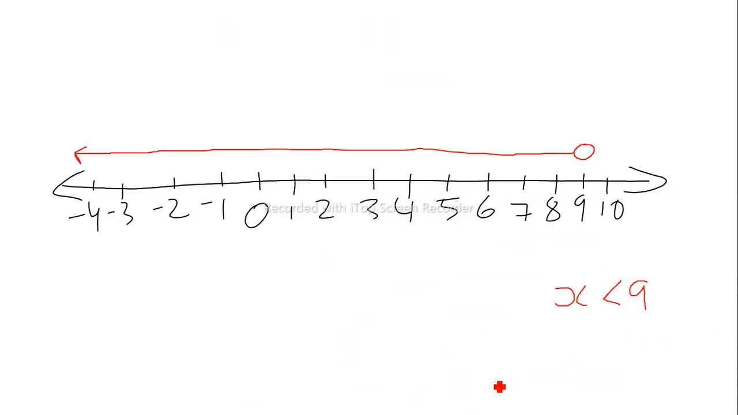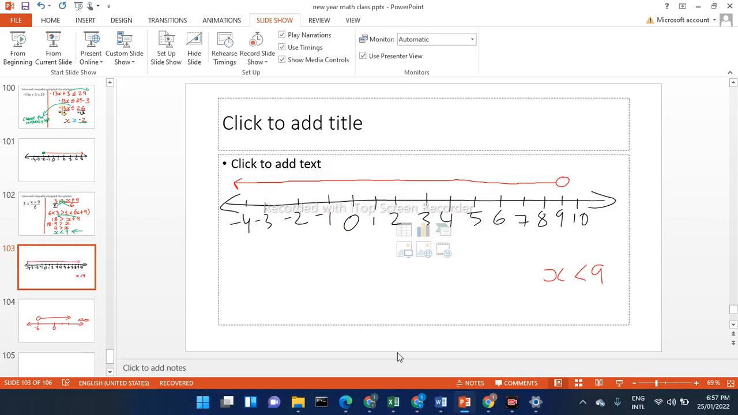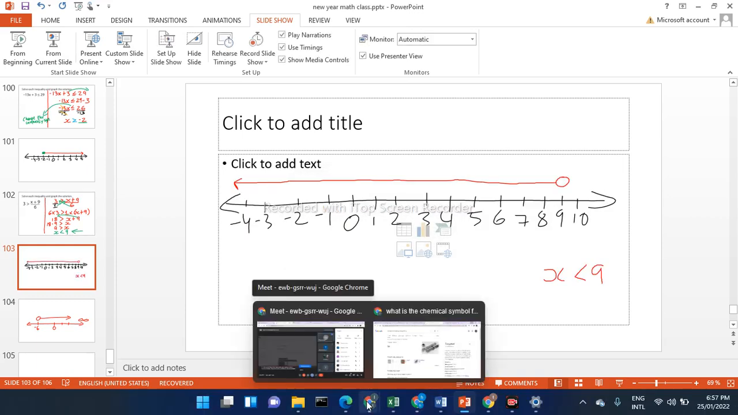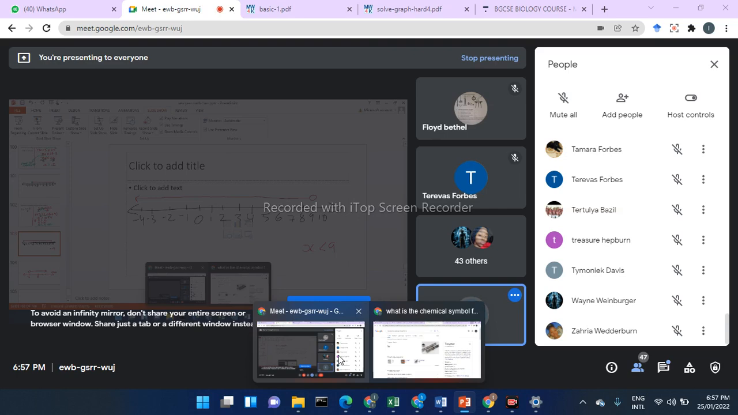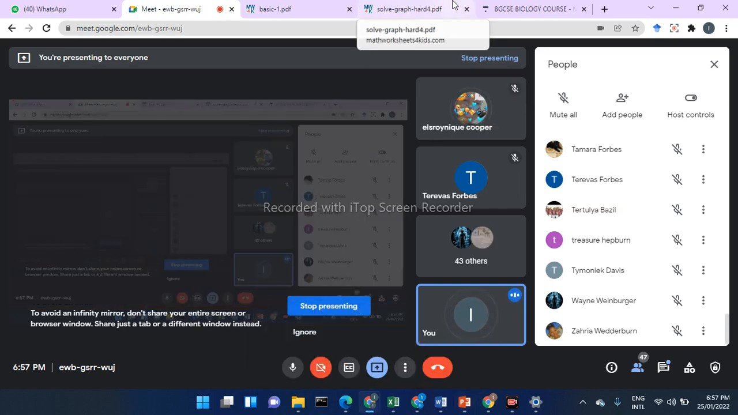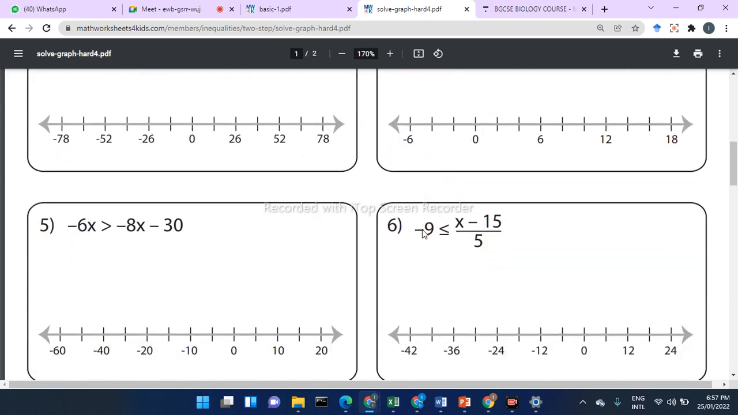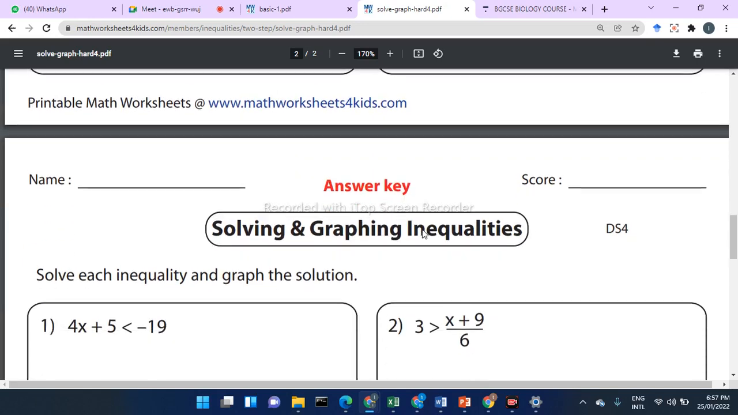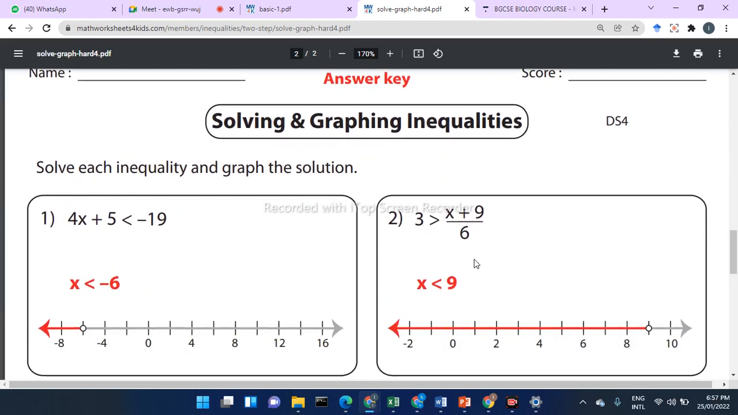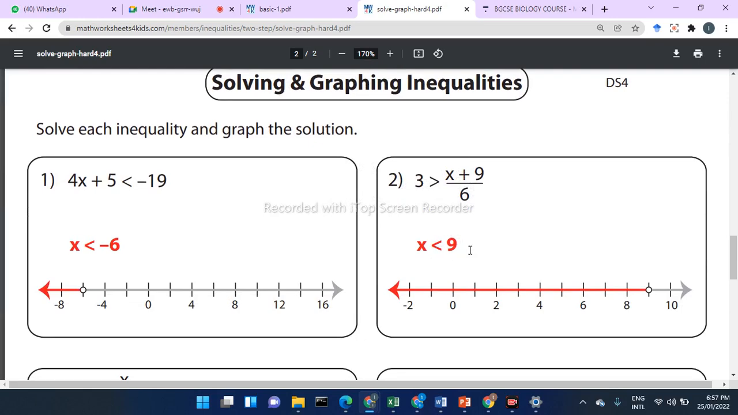Alright, so we don't label these, right? I mean, you could. It's good practice. But in the exam, they would tell you what you graph. So they would say graph the solution of so and so. So in that case, we would not have to label. So we are right with this one: x is less than 9. And this one we got x is less than -6, right? Yes, sir. Alright, good.